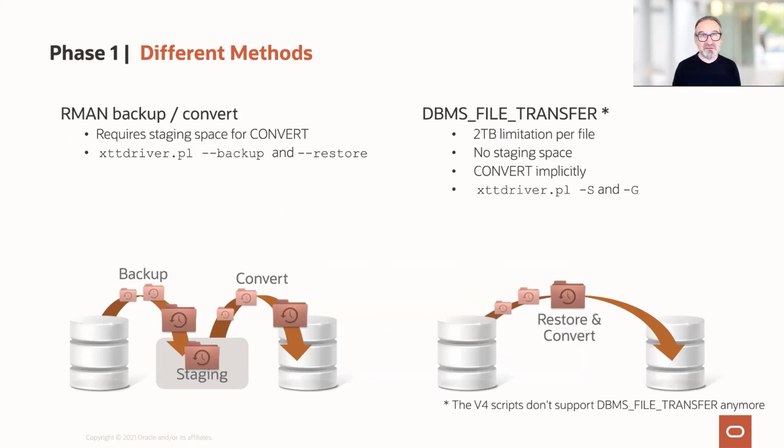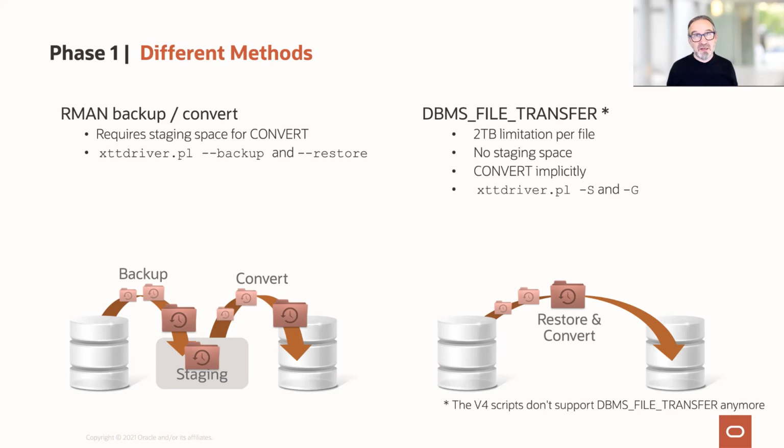And there are 2 techniques available. First of all, on the left side, RMAN backup and convert. This is the standard, and you would use xttdriver.pl with --backup and --restore. You can see in the picture that the RMAN technique has one disadvantage. You need staging space. As we create an image file copy backup of our database, if our database is now 180 terabytes in size, we need 180 terabytes of staging space. But then with the restore option of the Perl driver, we can restore, and if a conversion is needed, that will implicitly do the conversion as well.